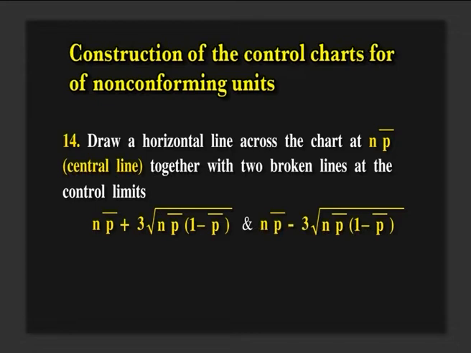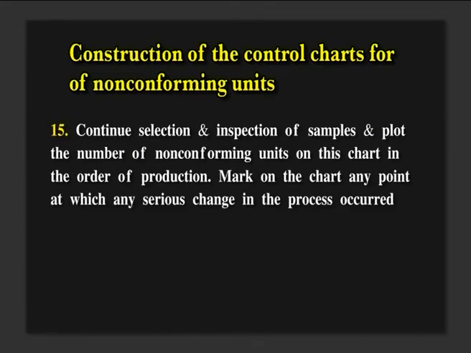Step 14. Draw a horizontal line across the chart at NP bar as the central line together with two broken lines at the control limits at NP bar plus 3 times root of NP bar into 1 minus P bar and NP bar minus 3 times root of NP bar into 1 minus P bar. Step 15. Continue selection and inspection of samples and plot the number of non-conforming units on this chart in the order of production. Mark on the chart any point at which any serious change in the process has occurred.